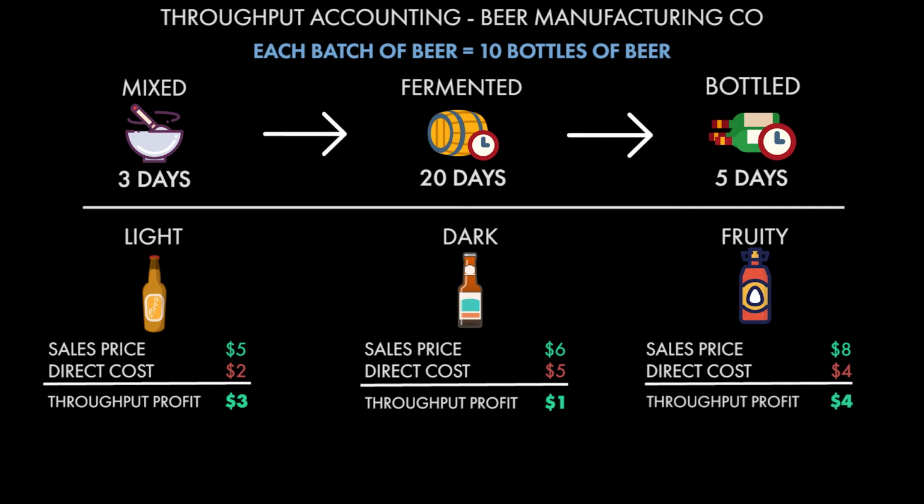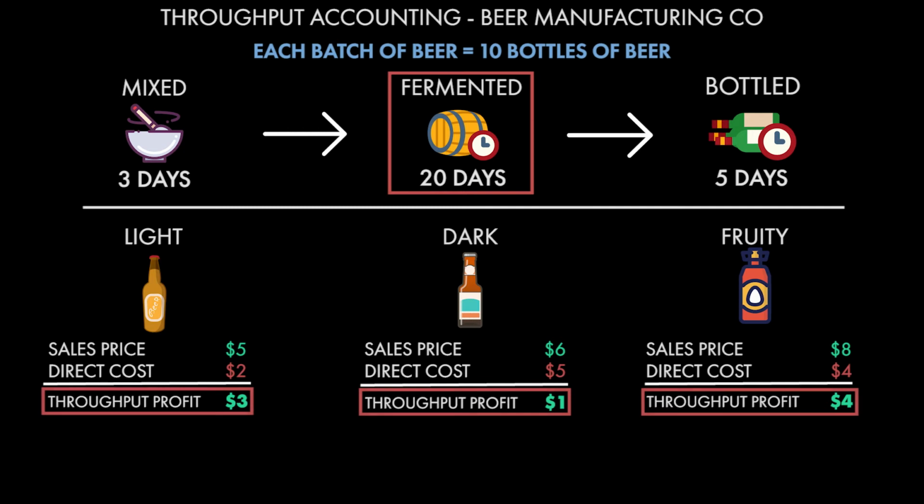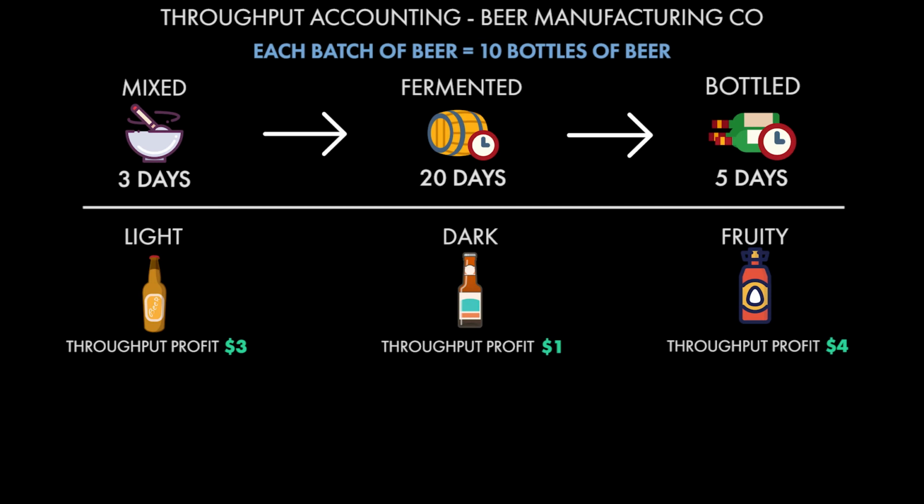If each beer takes the exact same amount of time in each of the process steps, remember, mixing takes 3 days, fermenting takes 20 days, and bottling takes 5 days, then all we have to do is multiply our fermenting by the amount of profit we're going to get. So, if we're going to buy a new fermenting machine, how much would we be willing to spend on that fermenting machine? This is a complicated question, but it's easily solved. You see, all you have to do is multiply your throughput profit times how many more new beers you'll be able to make with that fermenting machine.